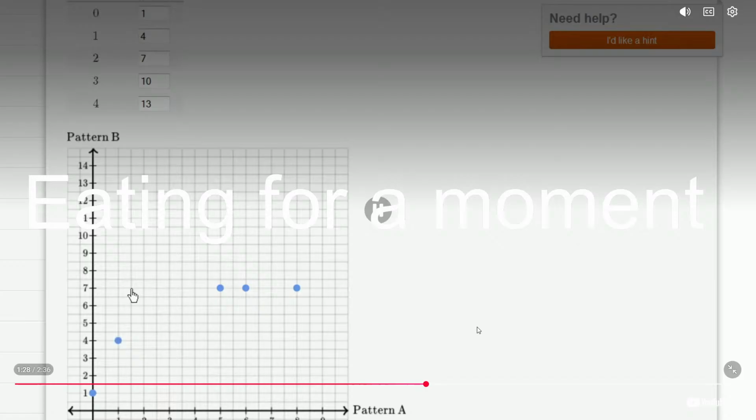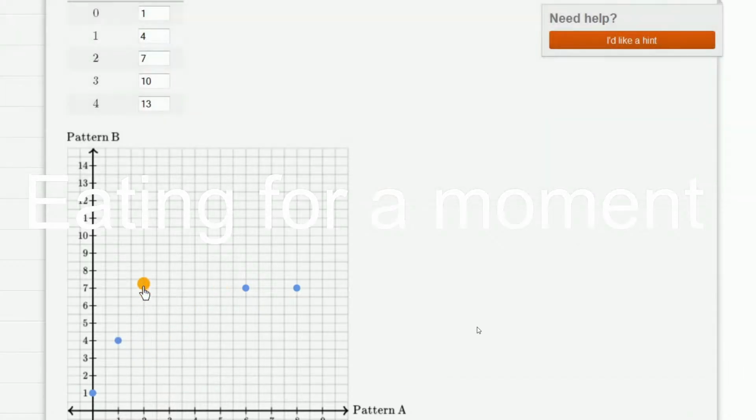Pattern B is on the vertical axis. When pattern A is 2, pattern B is 7. So 2 and 7. When pattern A is 3, pattern B is 10. So 3, 10. So 3 in the horizontal direction, that's our pattern A value, and our pattern B value is 10. And then finally, when pattern A is 4, pattern B is 13. Now let's just look at these patterns.